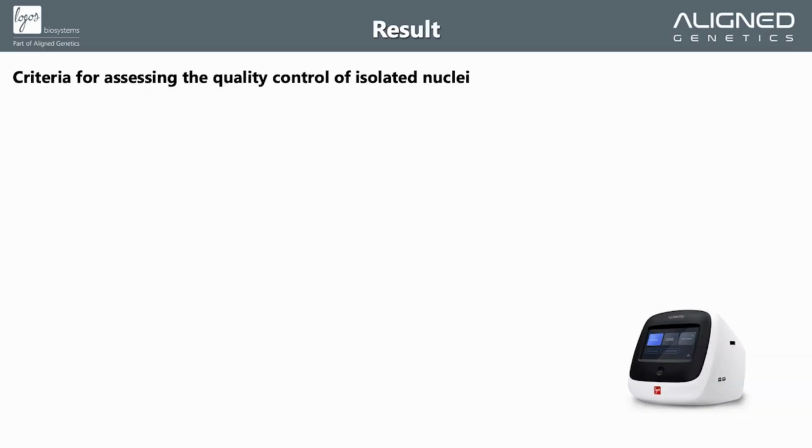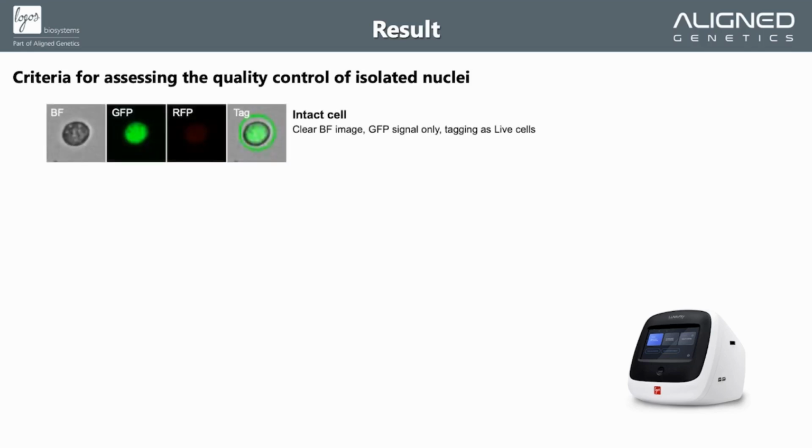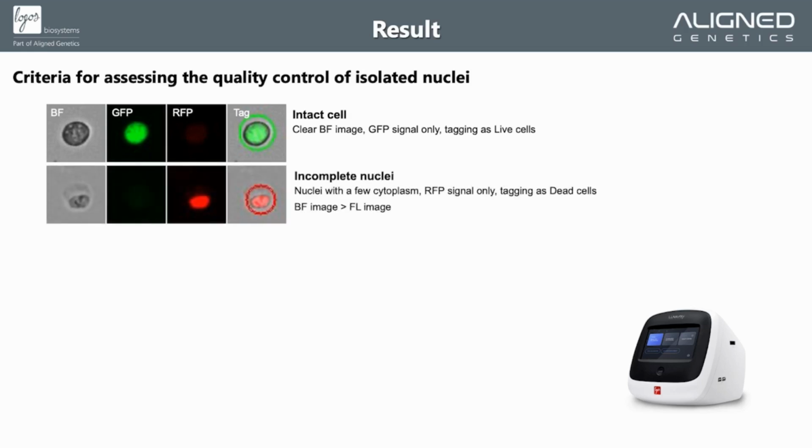And when using fluorescent imaging, there are several factors that should be considered when assessing the quality of nuclei. Here's the montage showing bright field, fluorescent, and tagged images after analysis. The green circle indicates live intact cells, and this should be disregarded when assessing nuclei. The red circle highlights dead cells or nuclei and is crucial to observe the overall morphology. So you need to check if the cytoplasm is completely removed from the nuclei.